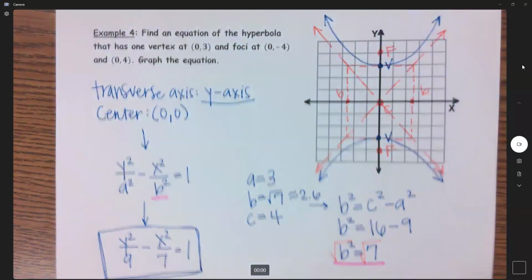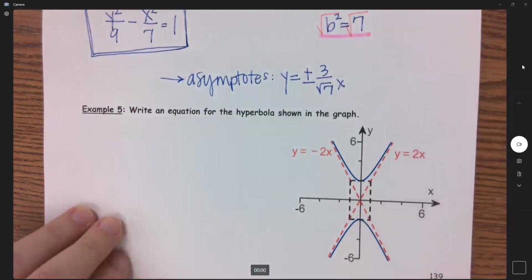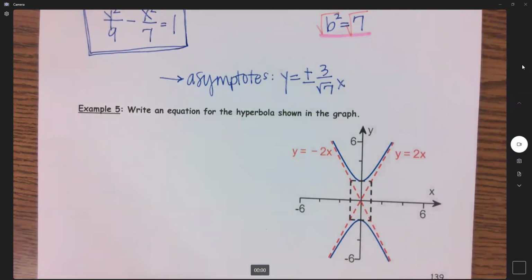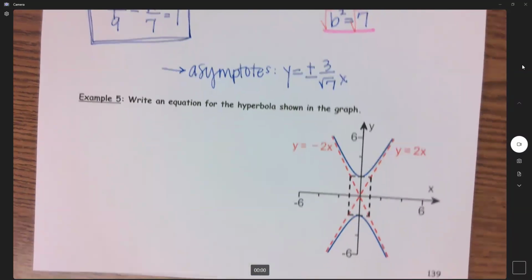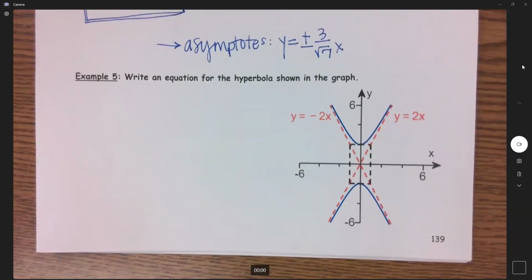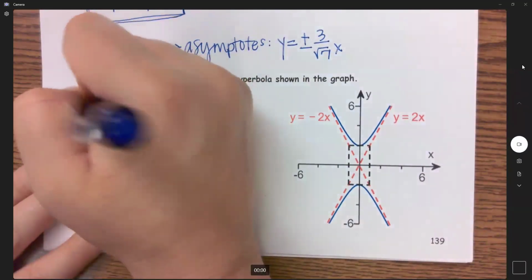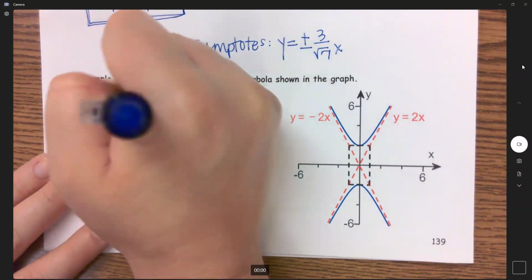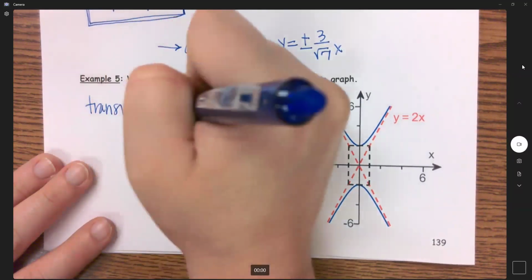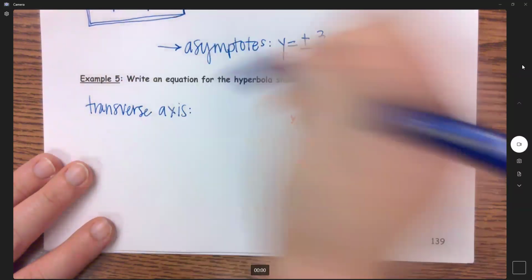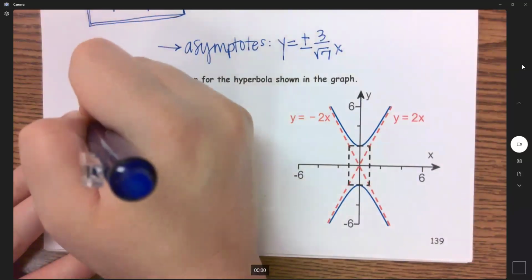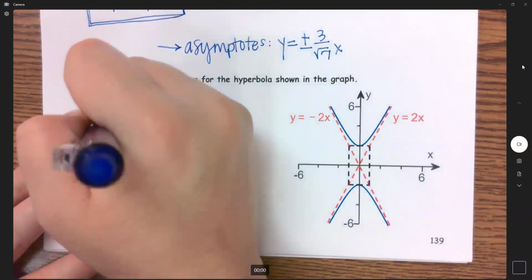Now where did my paper go? Example 5 says write the equation of the hyperbola shown in the graph. So what we need to do first is find out our transverse axis and our center.